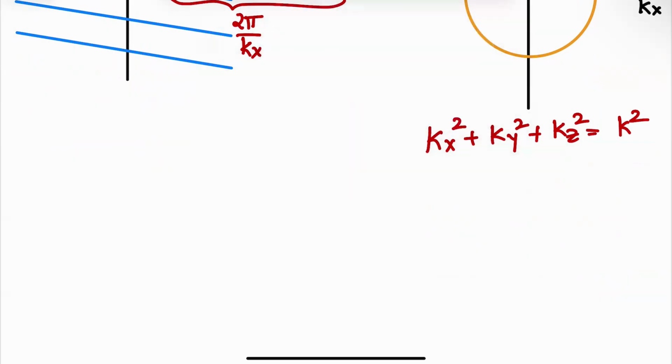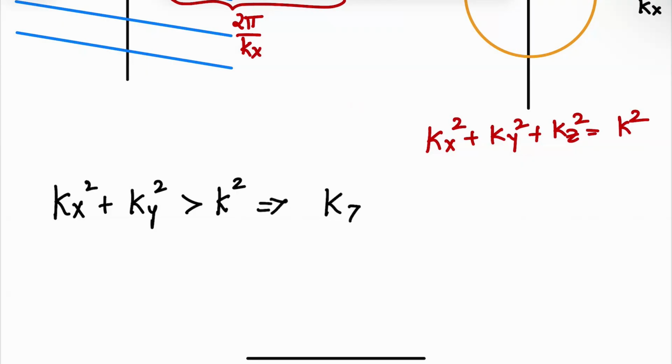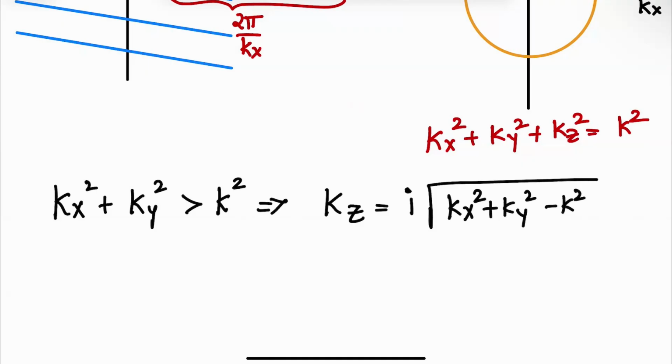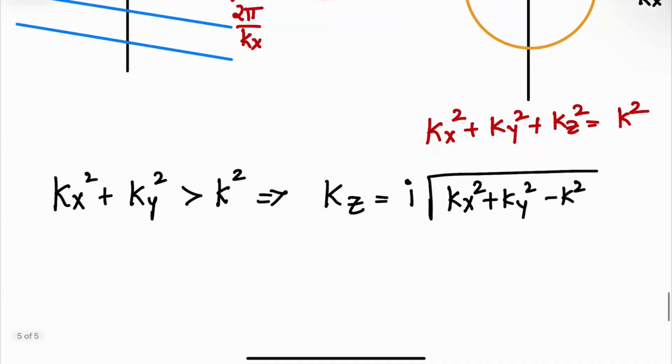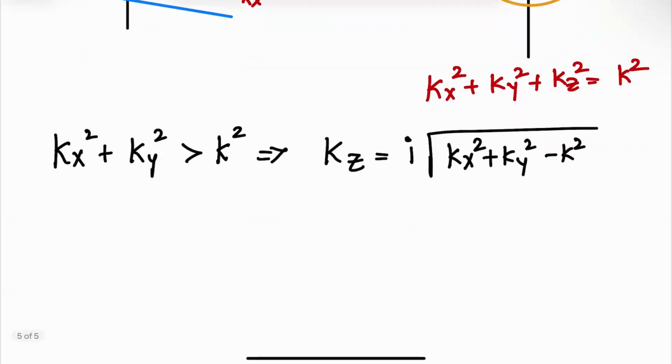And we'll see what that means. If I assume kx squared plus ky squared is greater than k squared, that implies that kz is i times the square root of kx squared plus ky squared minus k squared. Of course, now this square root is greater than 0, so this whole thing is real, which means kz becomes imaginary. So what does it mean for kz to become imaginary?